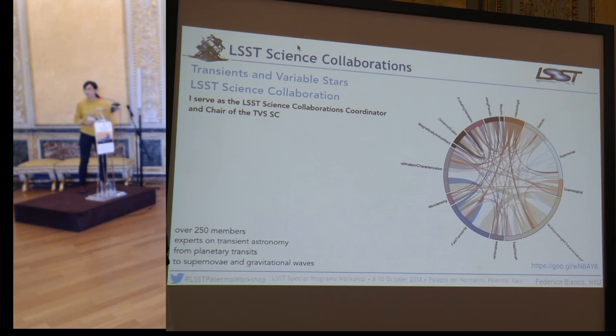This is the Transients and Variable Stars collaboration, just to show that it has internally also a subdivided structure into many subgroups, but the structure of each science collaboration is unique to the science collaboration. The science collaborations are self-governed and self-managed, and they decide their own managerial and governmental structure.